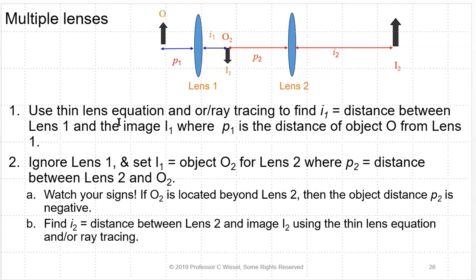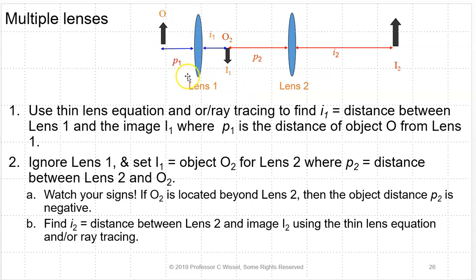Find out where the image forms in the first lens. The image from the first lens becomes the object of the second one. You have to be careful to get the distances correct, because now you're referring to the second lens. And then secondly, you ignore the first lens, do the second lens, and find out where the image from that one is. So you can use thin lens equations or ray tracing to find the distance between lens 1 and image I1. So you find this using O and P and the lens equation or ray tracing. And of course, P1 will be this distance here for the object from lens 1.